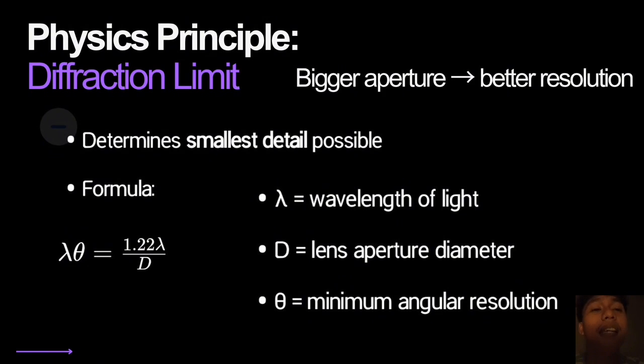So, on the diffraction limit in physics, now let's go deeper into physics, the diffraction limit. This formula shows the smallest detail a lens can resolve. Theta equals 1.22 lambda over d, where lambda is the wavelength of light and d is the lens opening. The bigger the lens aperture, the smaller the diffraction effect, meaning better resolution.